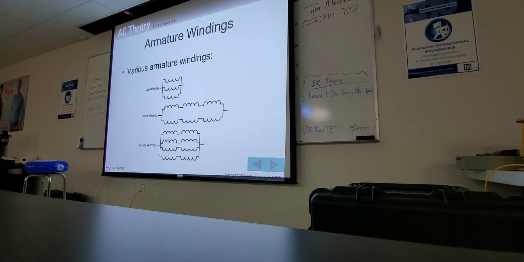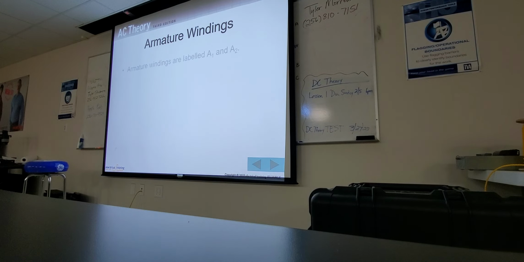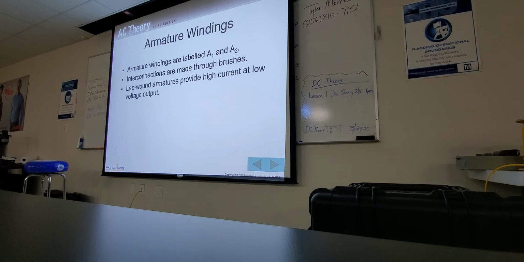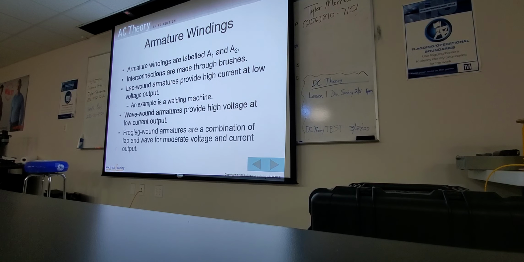Alright, so top one is the lap winding, middle is the wave winding, and the bottom is the frog leg winding. Armature windings are labeled A1 and A2. Interconnections are made through the brushes. Lap wound armatures provide high current at a low voltage output. An example of this is a welding machine. Wave wound armatures provide a high voltage at a low current output. And frog leg wound armatures are a combination of lap and wave for moderate voltage and current output.